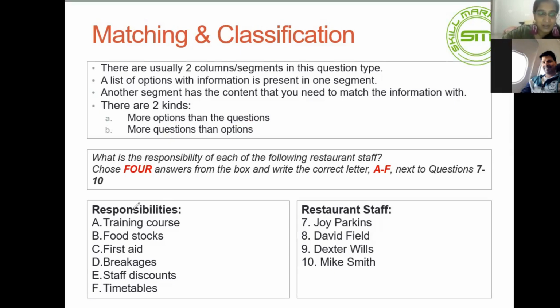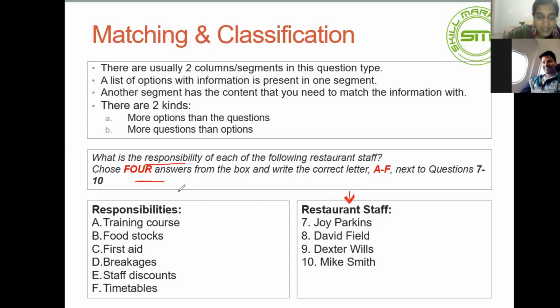So here it says, what is the responsibility of each of the following restaurant staff? Choose 4 answers from the box and write the correct letter A to F next to questions 7 to 10, which means you need to match the restaurant staff with the responsibilities. Here we have only 4 restaurant staff: Joy Parkins, David Field, Dexter Wills, and Mike Smith. So there are just 4 questions.